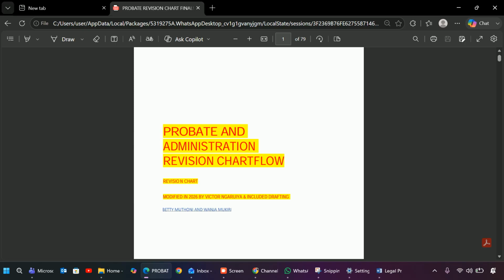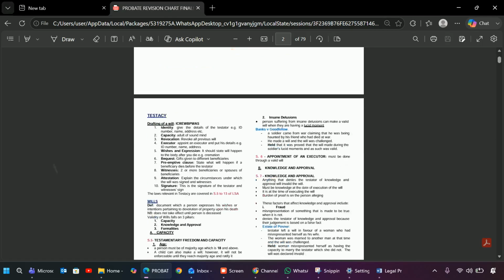This chart flow is very important when you will be doing your orals. It is expected that you cannot go into an oral examination setup if you have not tried to know what the revision chart flow entails you to have mastered.